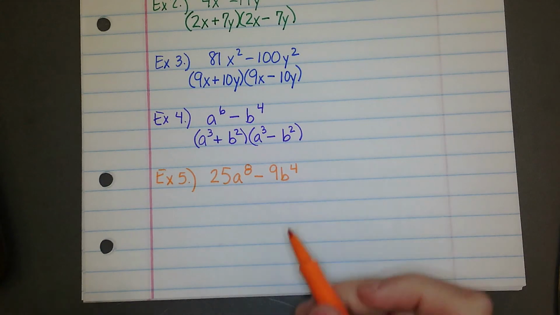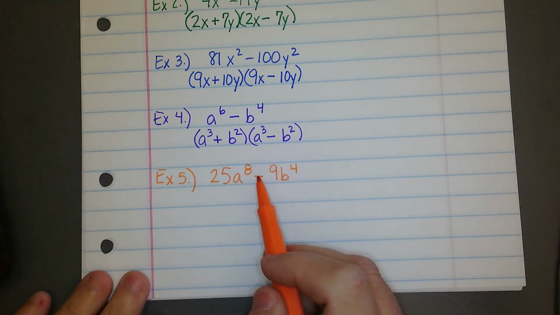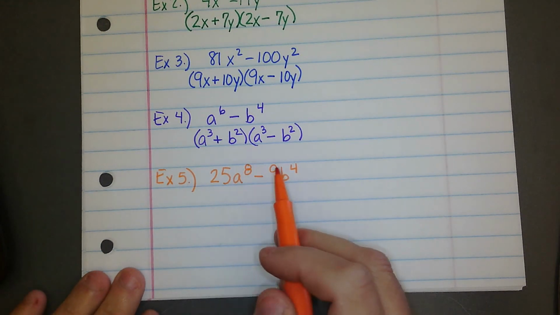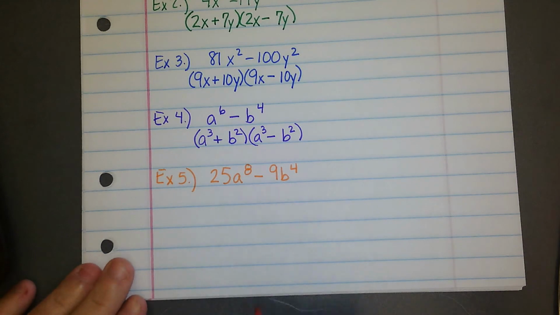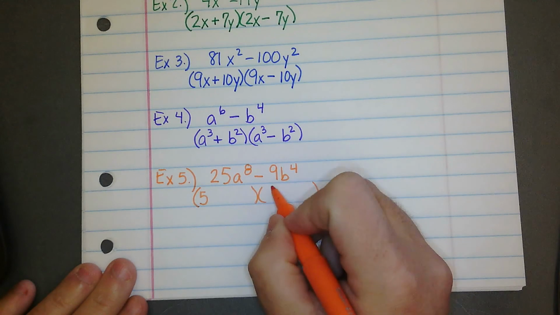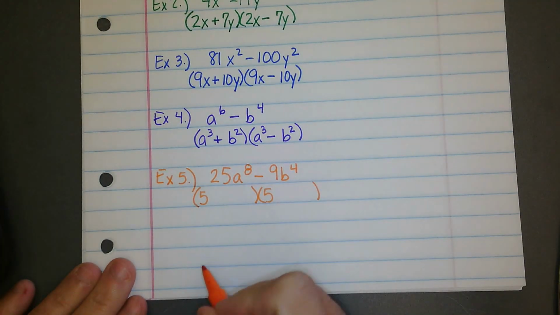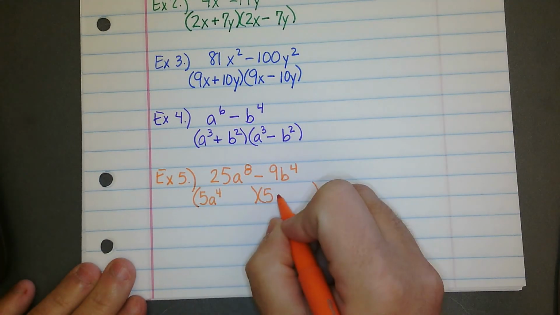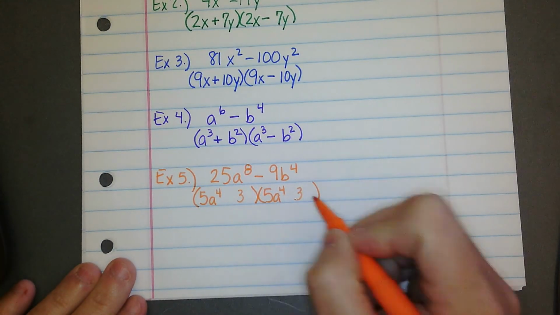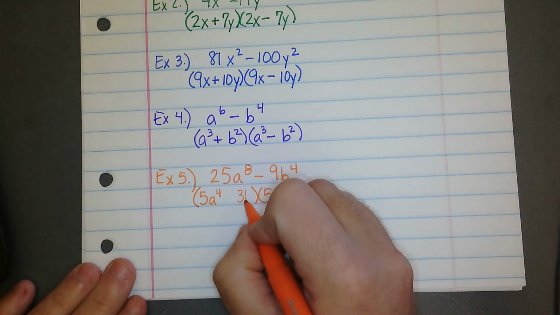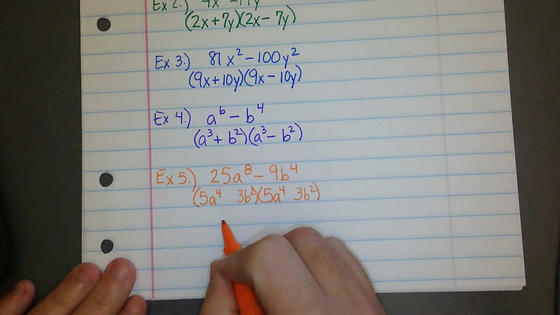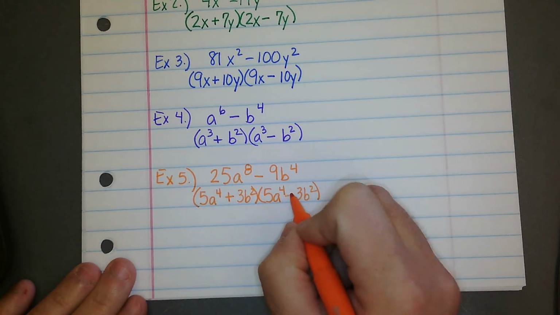We're almost done. We're going to take a look at this example. Notice there's a minus sign. Square root of 25 and square root of 9 are possible. And our variables have even number exponents. So we're going to make our two parentheses. 25 is 5 times 5. A to the 8th is going to be split into a to the 4th times a to the 4th. 9 has 3 as the square root, and b to the 4th is b squared. Now I'm going to make sure that I have a plus sign and a minus sign.